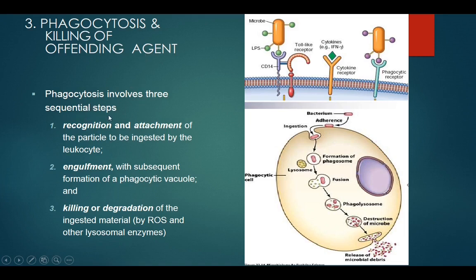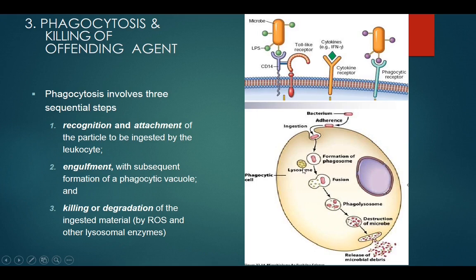It involves 3 sequential steps. First, recognition and attachment of the particle to be ingested by the leukocyte. There are some receptors which will express themselves. Then the bacteria adhere to the leukocyte, and it will enter inside and form a phagosome, and it will combine with a lysosome. Lysosomes have lytic materials. Lytic means it has destructive materials. So when they combine together, the lysosome will kill these organisms.